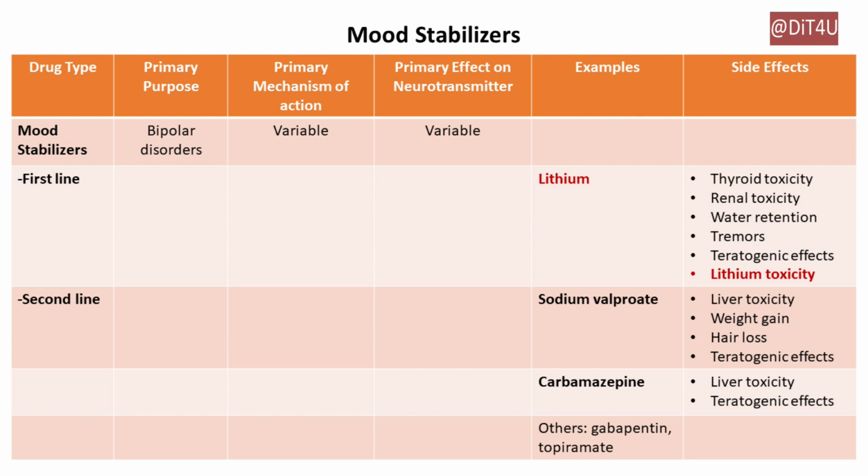It can cause tremors and teratogenic effects, that is, if a pregnant woman takes it, especially during the first trimester, it can cause cardiac defects in the newborn. What is that called for lithium? Ebstein's anomaly, a cardiac defect.